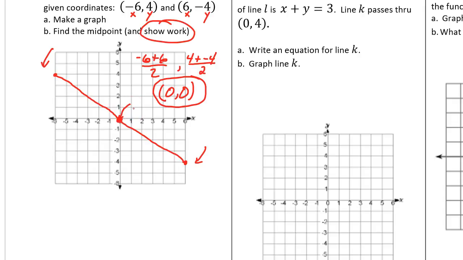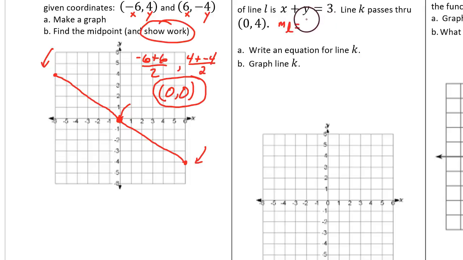Now, day one, problem 2. We're given that line K is perpendicular to line L. What that means is that the slope of line K is the opposite reciprocal of the slope of line L. So let's first find the slope of line L. The letter M means slope in algebra class.